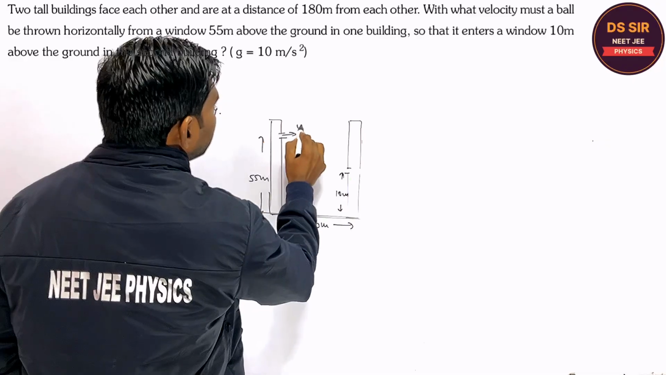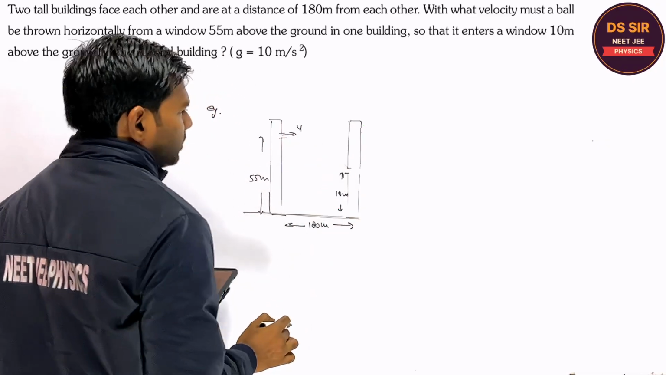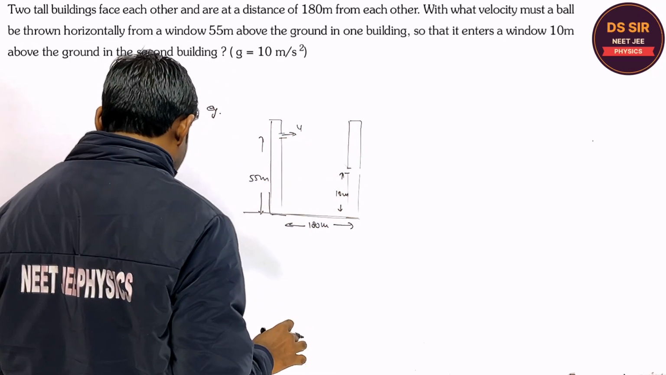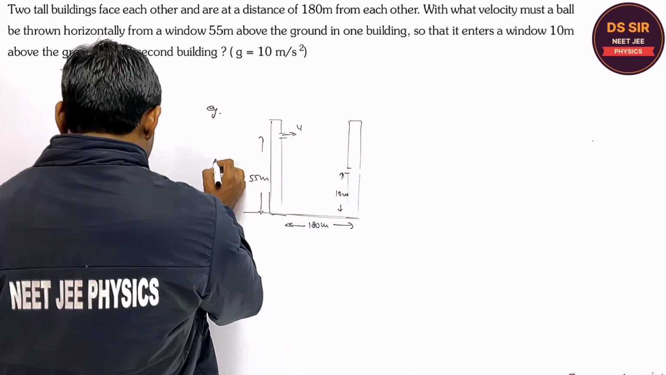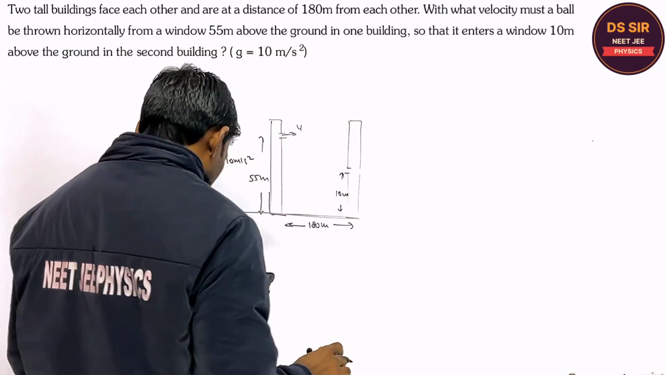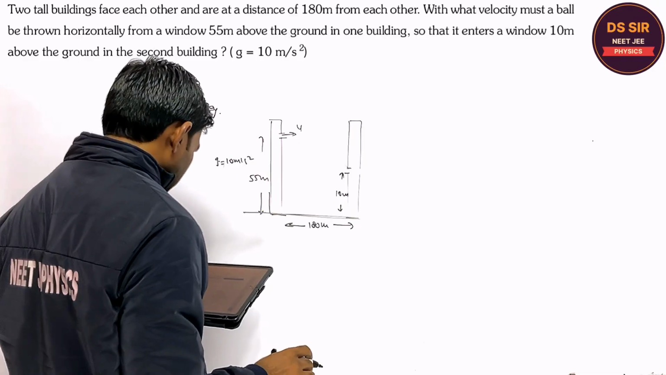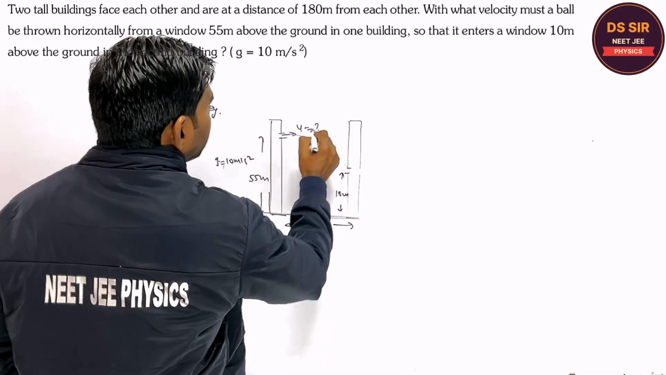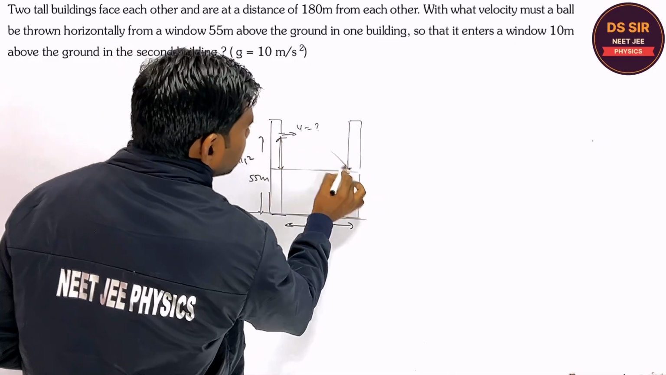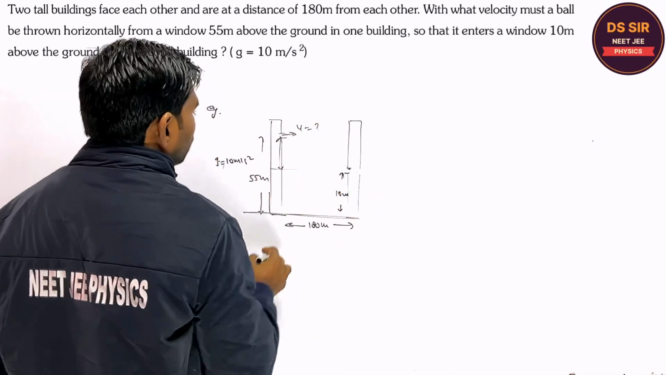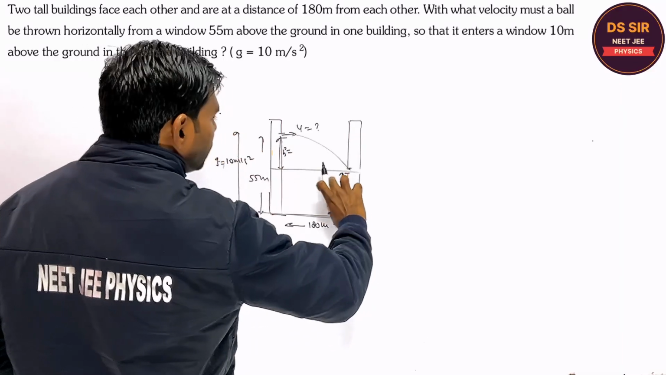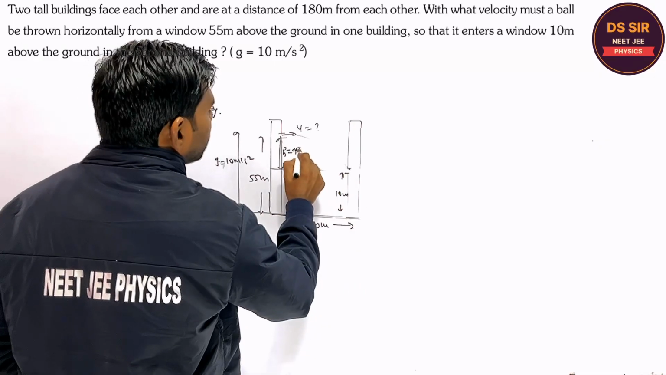Is it clear or not? So when it hits, it should be like the picture. It should move like this in the vertical plane. The value of g is taken to be 10 meter per second squared over here. Fine. So what they are asking is the velocity u. When it enters the window, what is this height? So this is 55 and this is 10. So 55 minus 10, 45 meter.